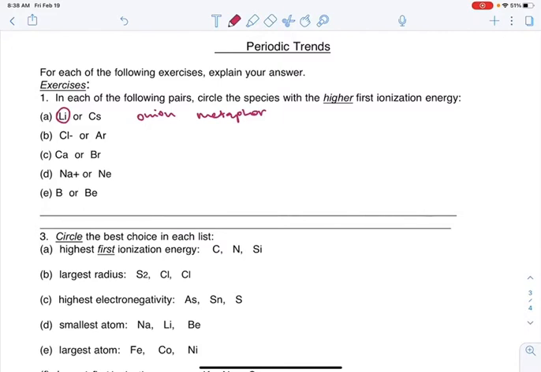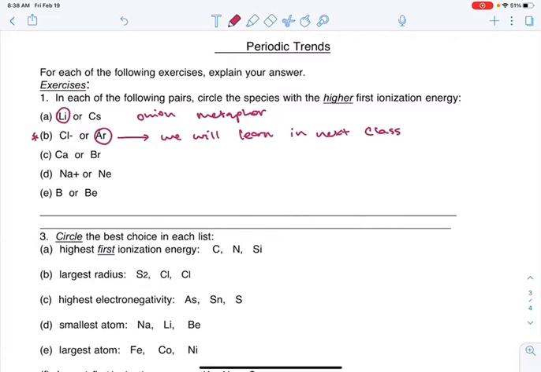So chlorine versus argon, which one's going to have a higher first ionization energy? The answer is argon, but we will learn about this more in the next class. The next class is going to be all about ionization energies. So don't worry too much about that one.